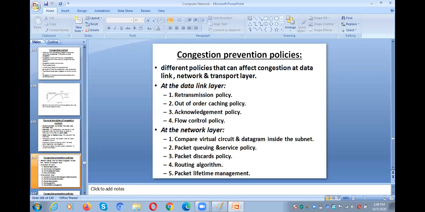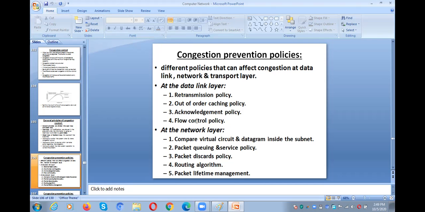Flow control means fast sender, slow receiver. Whenever the receiver is unable to receive the information, the sender has to slow down based upon the receiver. The sender should not continuously send messages. The sender has to wait until the packet or frame is received by the receiver. If the receiver is not able to receive the information, then the sender has to immediately slow down the transmission rate.